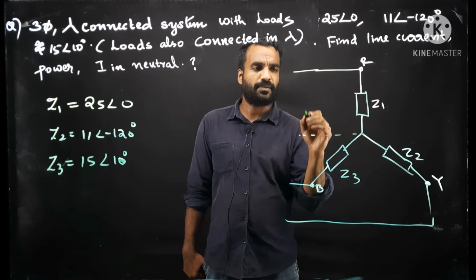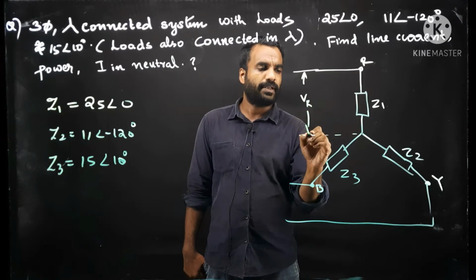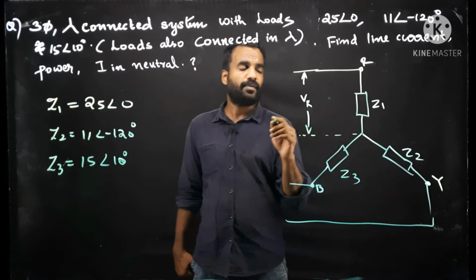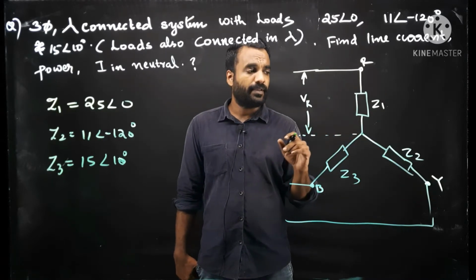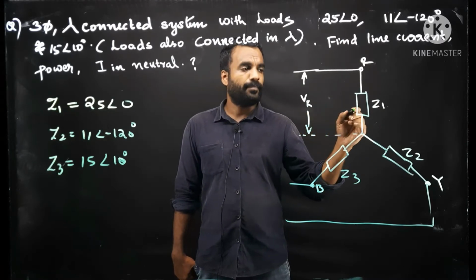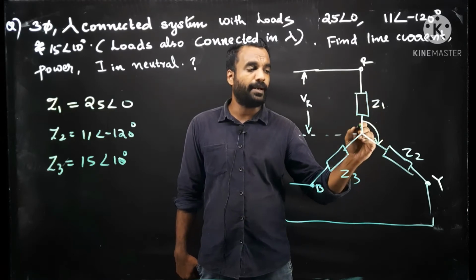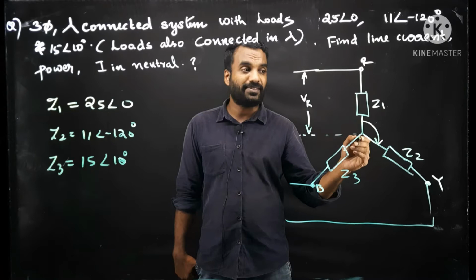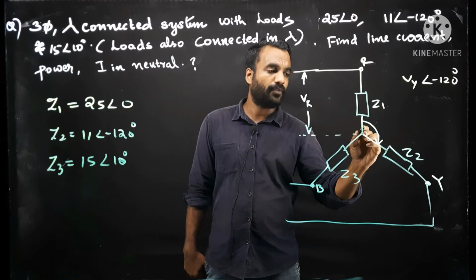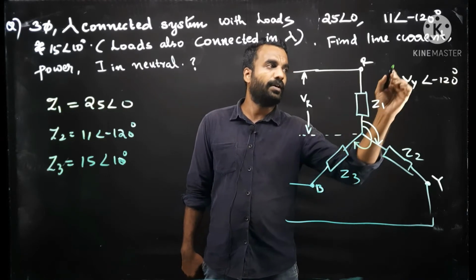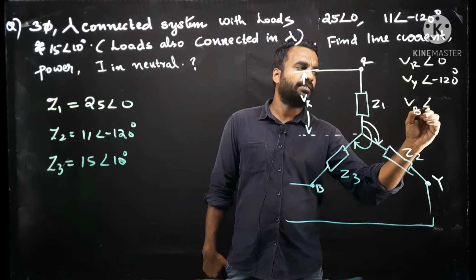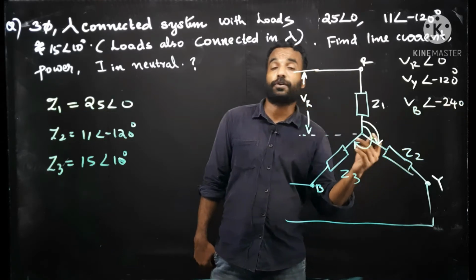Then you can say that if this is VR, its angle will be angle 0. Suppose for VY, with respect to VR, it is plus 120 or minus 120? Because here we can see this is 120 degree apart in clockwise direction. So VY should have a minus 120 degree. And what about VB? With respect to VR, generally VR 0 degree, VY minus 120, VB some magnitude into angle minus 240 degree.